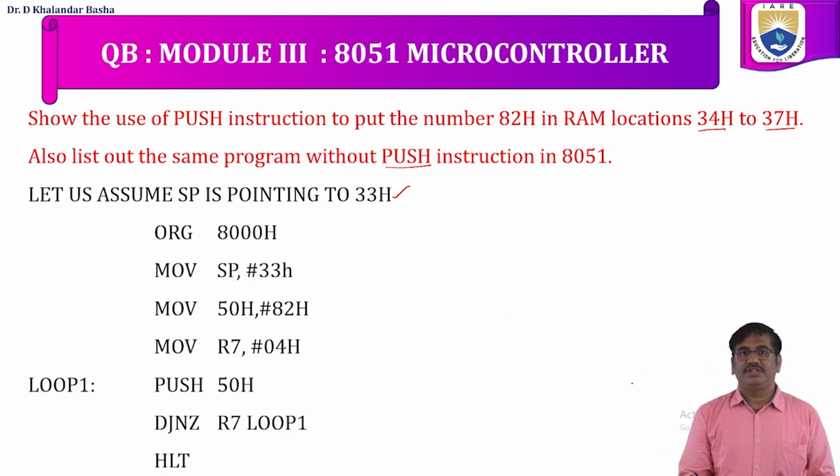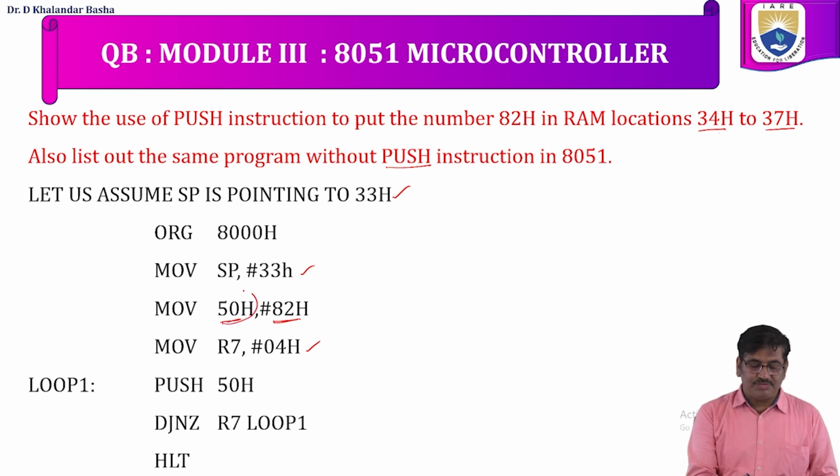ORG 8000H, which is the starting of the program. Then the stack pointer will be loaded with the MOV instruction, MOV SP, #33H. The data which we want to copy into these memory locations, that is 82H, we will first load into either a register or a memory location. Here we are taking the 50H location. From 34H to 37H, that is 34, 35, 36, 37, four memory locations we are going to fill. So that number of memory locations is loaded into R7.